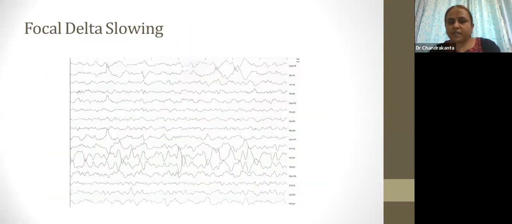Then the background abnormality can be in the form of slowing of the waves. So this is showing you focal slow delta waves. If you see here, in comparison to the rest of the EEG, here the waves are not so fast. They are high amplitude. Here it is in the delta frequency range. So we are getting focal delta slowing that can be due to some structural cause in that region. So abnormality doesn't always mean epileptiform discharges. There are so many abnormalities possible in EEG.